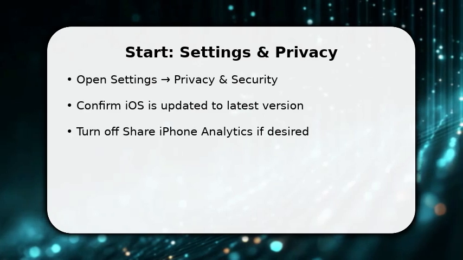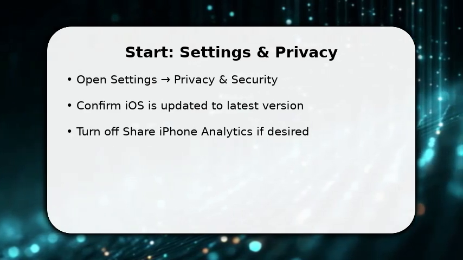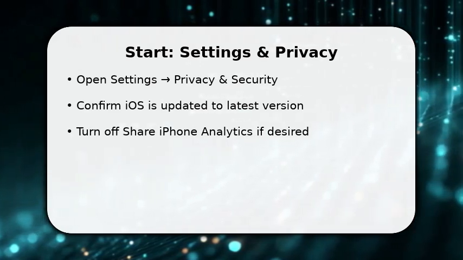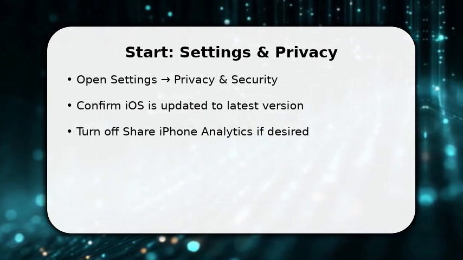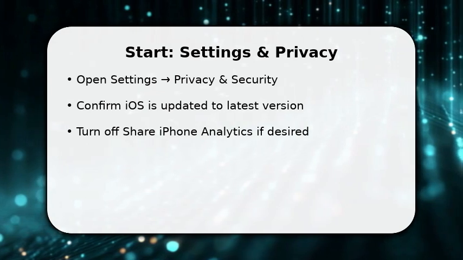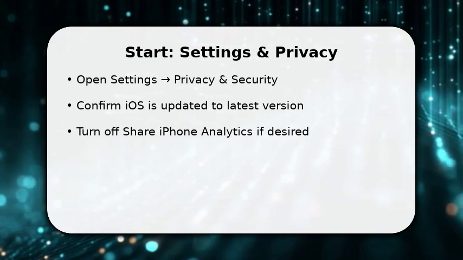You begin in Settings, so open Settings and tap Privacy and Security now. You need app tracking transparency options visible. Make sure iOS is up to date so these controls exist. Once there, find Tracking and check the main toggle.